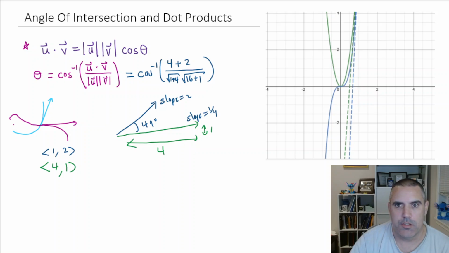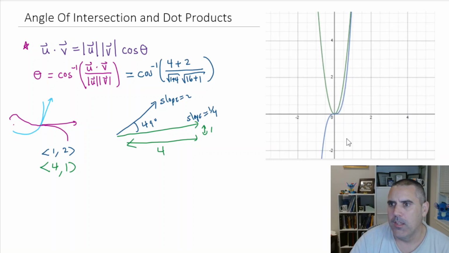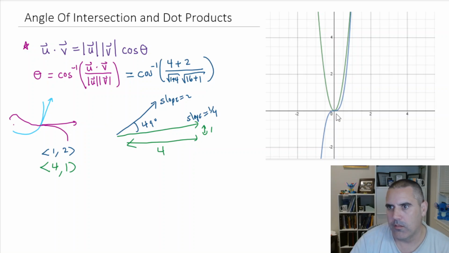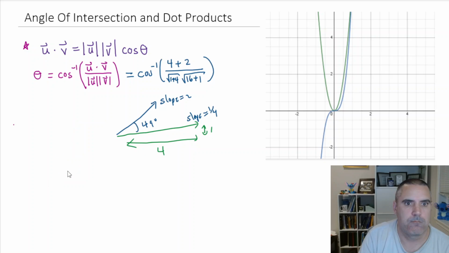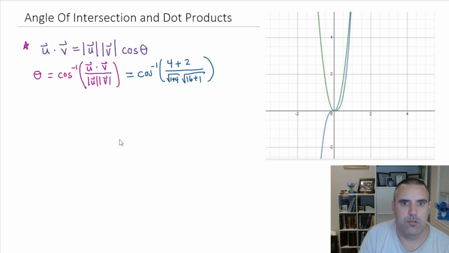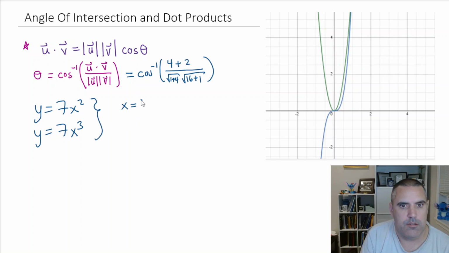Let's talk about the angle of intersection of two curves. This is the homework question that a student was asking me about. These two curves are a cubic and a parabola. They actually intersect twice. So let's talk about that for a moment. So I have these two curves. We're going to restart. The curves in this case are 7x squared and 7x cubed. They actually intersect twice. I won't do that here, but they intersect at 0 and at 1. So there's two intersection points.